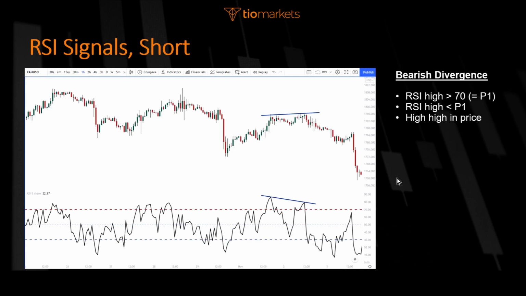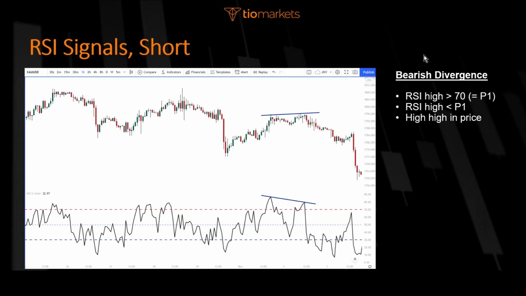Then let's go to short signals. And again, if you have any questions, type them in, and I'm going to check the window soon and get back to those questions.